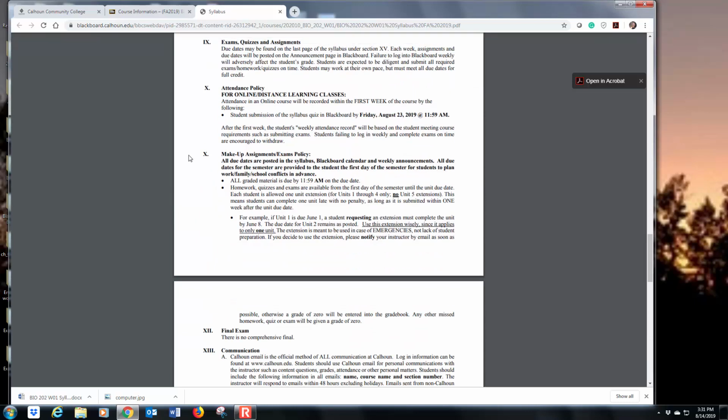Attendance policy. So I do take attendance. The first week you have to take the syllabus quiz, so that I have to turn that into financial aid. So make sure you take your quiz by this Friday at noon, and that way I can count you present for the course and you won't get purged for not attending.